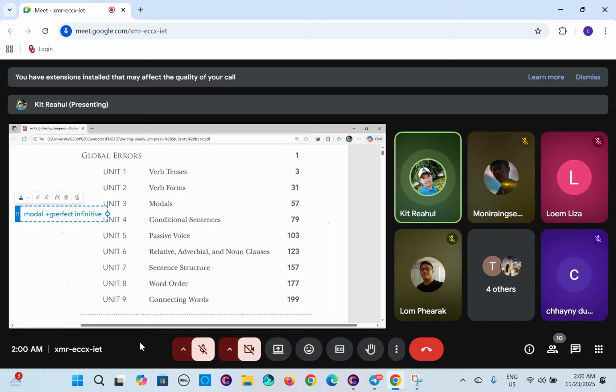So when you want to use the modal verb to talk about something in the past, like should, for example, you have to use the perfect infinitive after the modal, have followed by verb 3, because those modals don't have the past form. For the modals that have the past form, it's okay. You can use the past form of that modal to talk about something in the past.